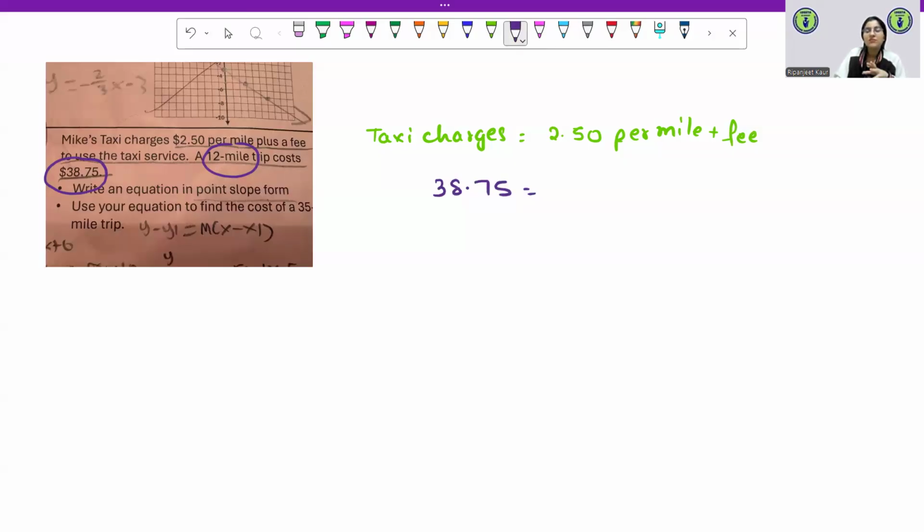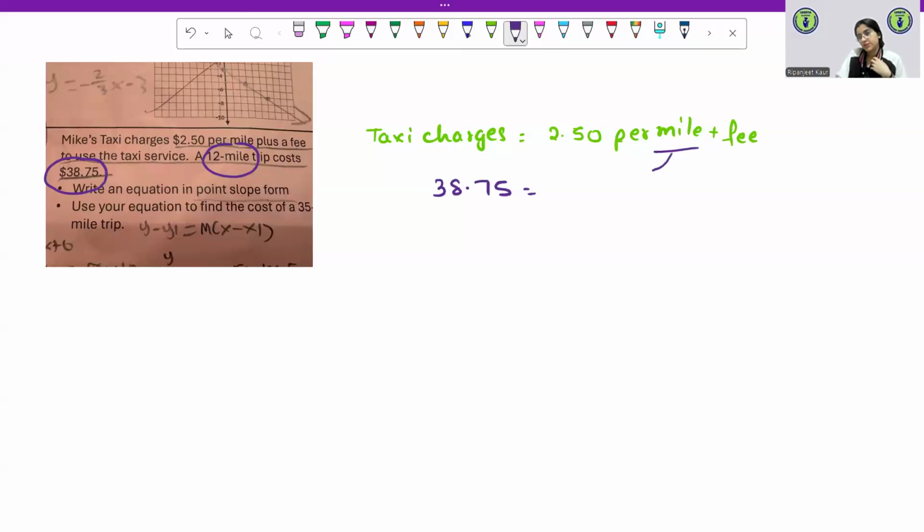See, $2.50 is for 1 mile. For 12 miles, how much would it be? What will we do? 12 miles is $38.75. No, no. My question is not that. The question is, if for 1 mile they are charging $2.50, for 12 miles how much will they charge? How will we calculate? Not the answer. How will we calculate? What will we do?